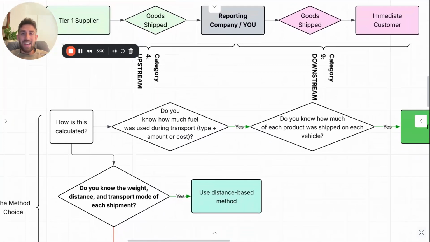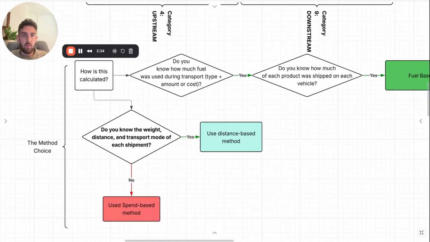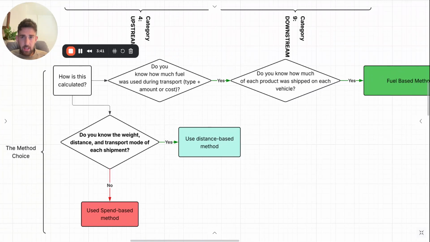How is this actually calculated? Well, there is a lovely flowchart that we've created taken from the GHG Protocol Scope 3 technical guidance and method choice. And these are the questions that you need to ask yourself and check with your team, your supply chain team, if you have this sort of data. And if you outsource to third-party transportation, the likelihood of you having the fuel-based method is highly unlikely. But we'll just quickly ask it.